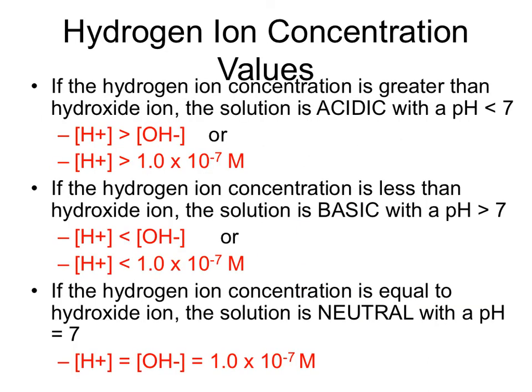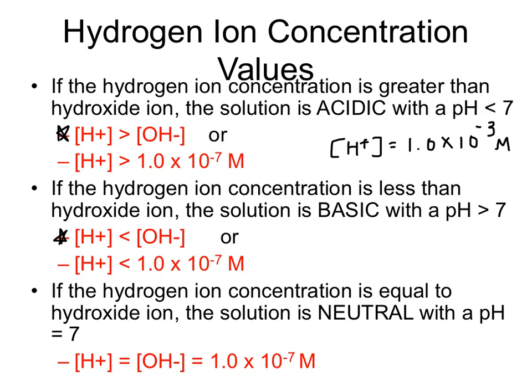So let's look at hydrogen ion concentration values. For an acid, which would have a pH of less than 7, the hydrogen ion concentration must be greater than the hydroxide ion concentration. The hydrogen ion concentration will also be greater than 1 times 10 to the negative 7th molarity. An example of this would be when a hydrogen ion concentration is equivalent to 1 times 10 to the negative 3rd in molarity. For a base, the pH will be greater than 7, and the hydrogen ion concentration will be less than the hydroxide ion concentration.